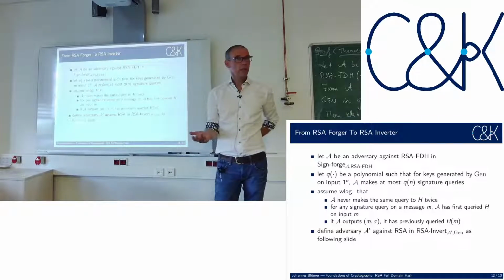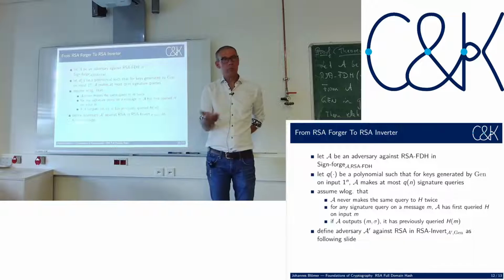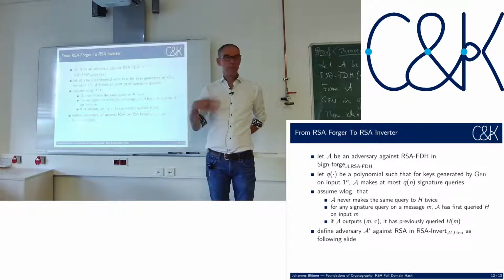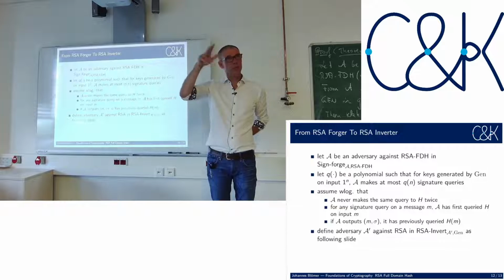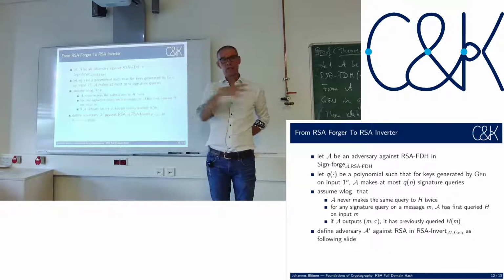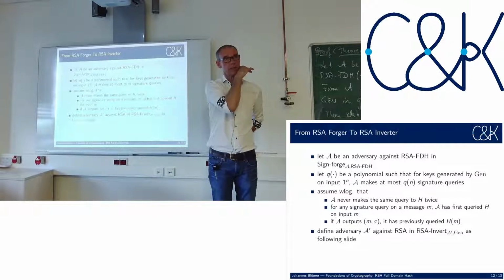Why should it do that? It always gets the same answer back, so there's no need to do that. So if A does that, replace A by somebody who checks beforehand whether he already queried it and just ignores this query. It doesn't change its success probability.